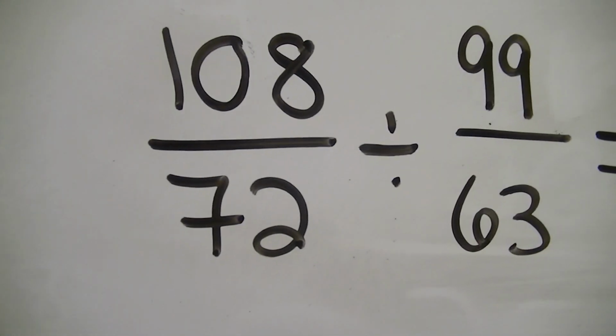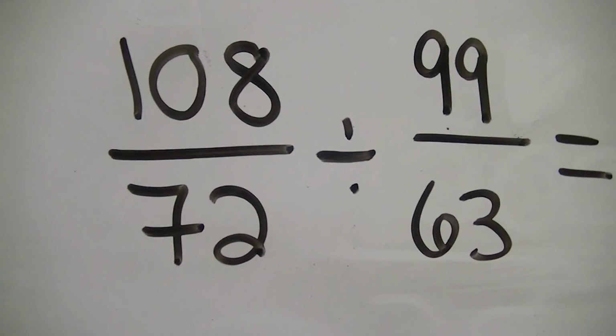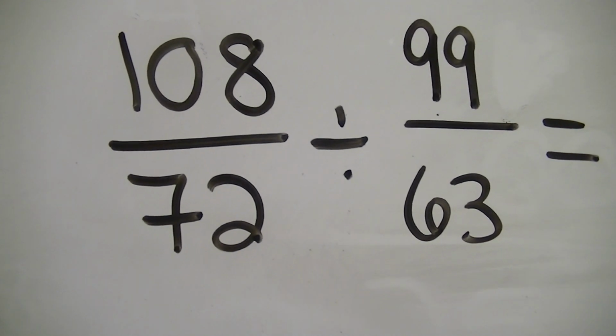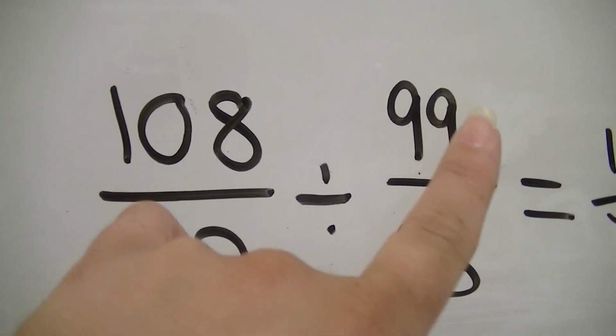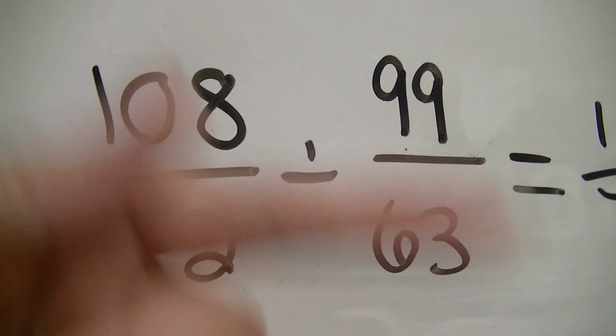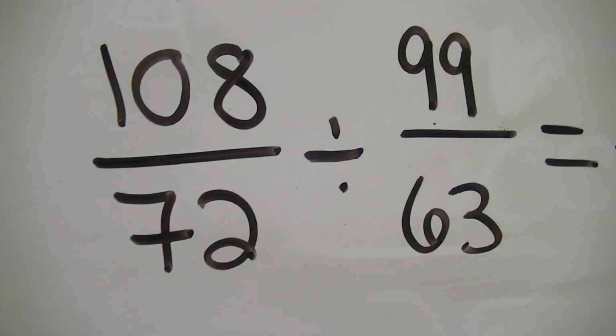Don't forget, we can always try that, right? 1 plus 0 plus 8 is 9. 7 plus 2, 9. 6 plus 3, 9. The tricky one here is the 99. 9 plus 9, 18. Add it together again. 1 plus 8 gives us 9. Therefore, all of these numbers are divisible by 9.